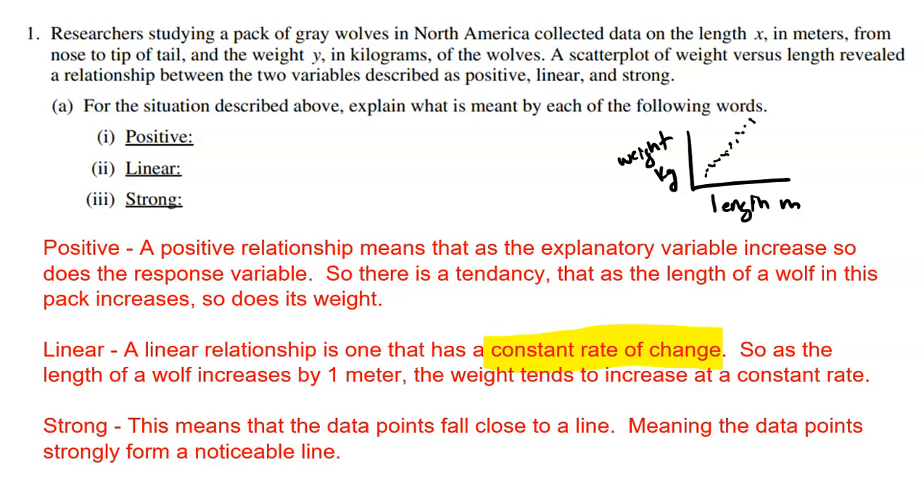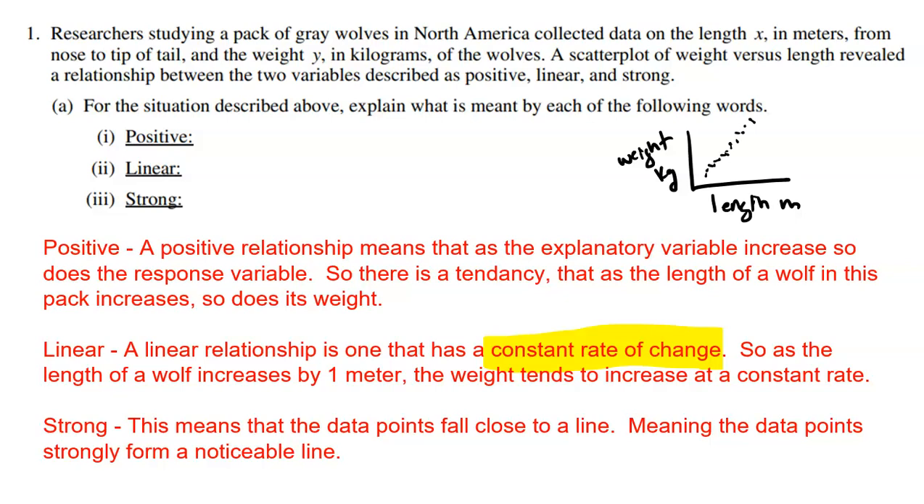It's not just that the weights of the wolves are going up by whatever they want. It's that the weights of the wolves are going up at a steady, constant rate. We don't currently know what that rate is, but we do know that whatever the rate of increase is, it's staying constant. That's a key feature of linear. Whereas a curve, like an exponential, is increasing, but at an increasing rate. So it's a little bit different there.